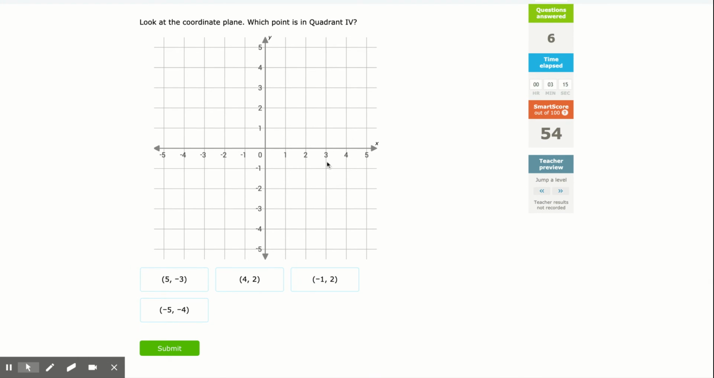Okay, which point is in quadrant 4? Down here again, I have a positive x and a negative y, because if I'm in quadrant 4, I'm to the right, which means x is positive, and I'm down, y is negative. So I'm looking for a positive and a negative number, positive 5, negative 3.